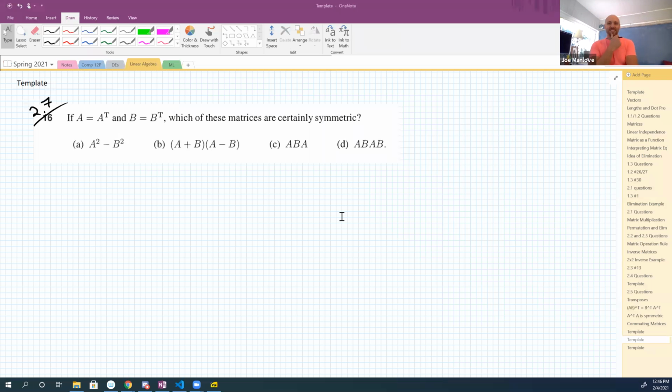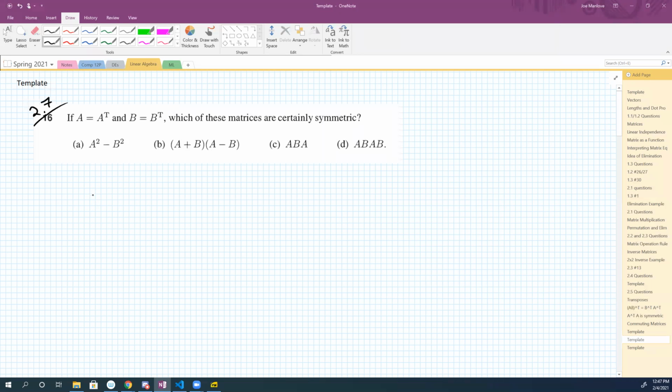All right, so let's look at 2.7 number 16. What do you guys come up with here? So they're telling me I've got two symmetric matrices A and B, and they're asking which of these things are definitely symmetric. What do you got? I only got as far as part A. Okay, so to look at part A, what should we be doing?